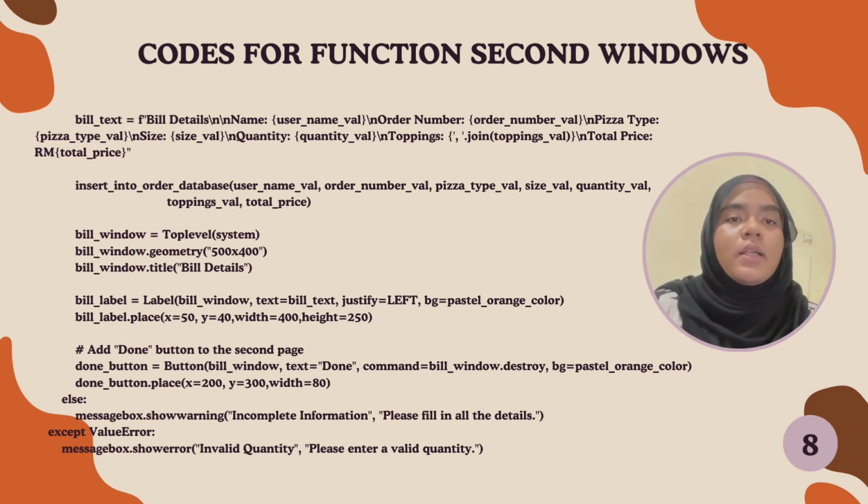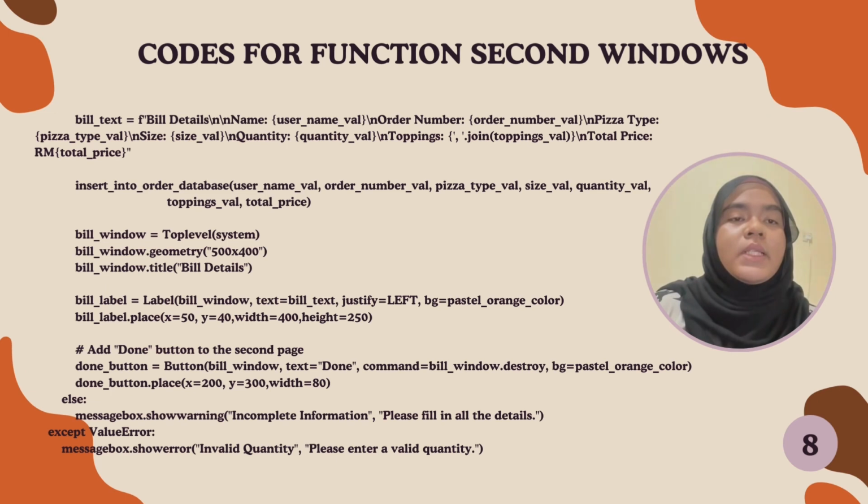Alright, and the first is bill window geometry 500x400. Okay, this sets the dimension of the bill window to 500 pixels width and 400 pixels in height. Okay, the next is bill window title, which is bill details. So this coding sets the title of the bill window, which is bill details.